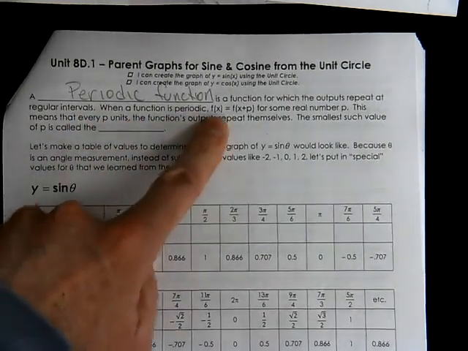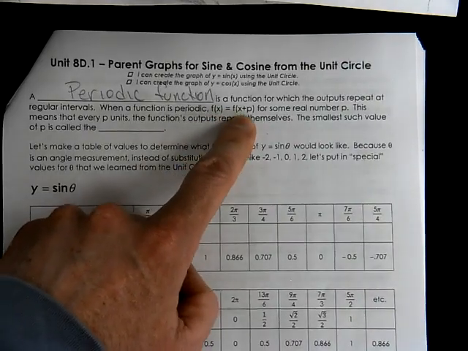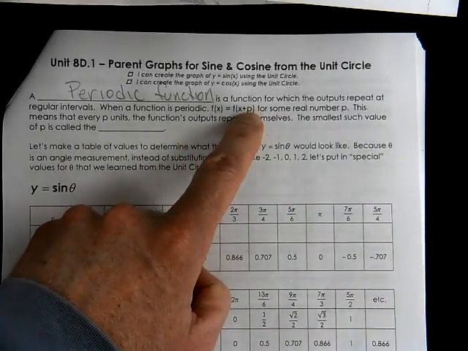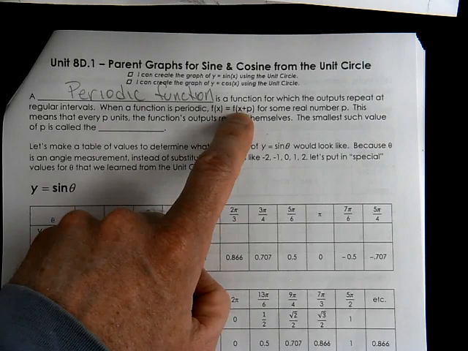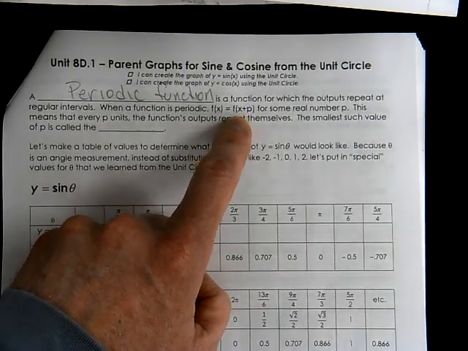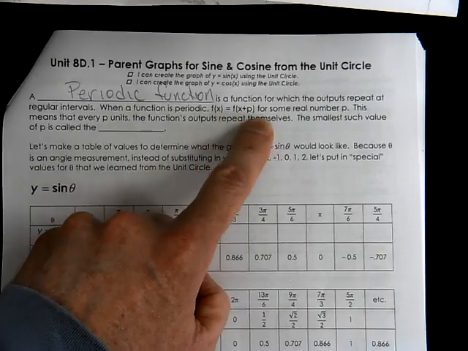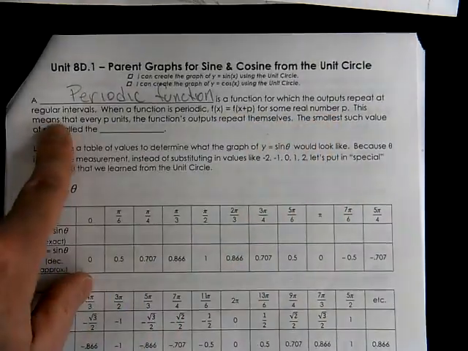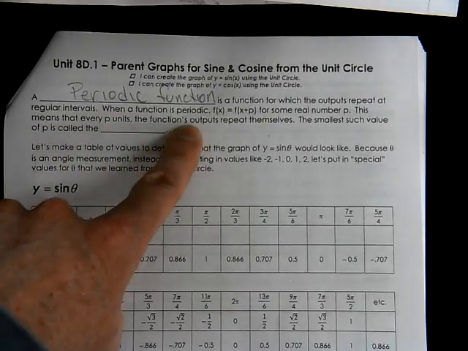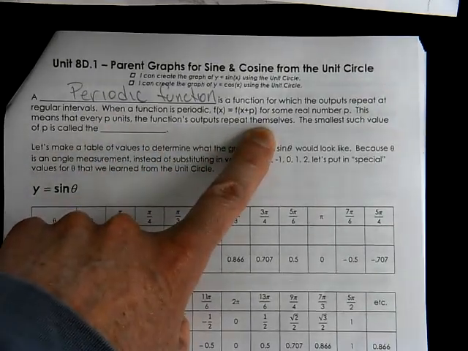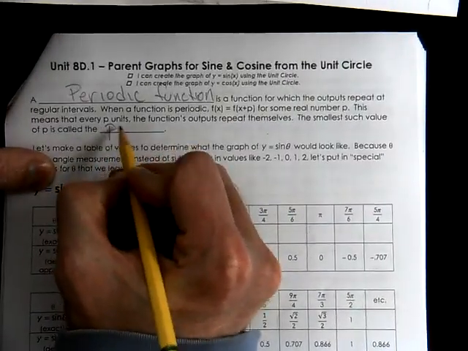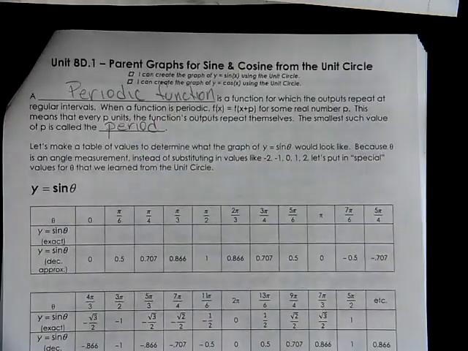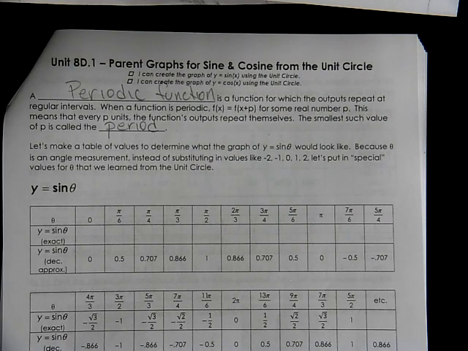When a function is periodic, the function is going to equal a function that's been translated. That would be notation of showing our translation. We typically would talk about x minus h, but in this notation they're using plus p, for some real number p. This means that for every p units, the function's outputs repeat themselves. The smallest such value of p is called the period. The period is the angle values, the x values that it takes to repeat.